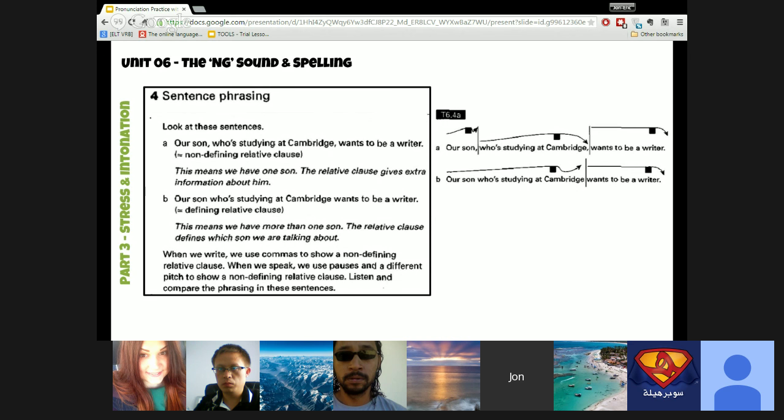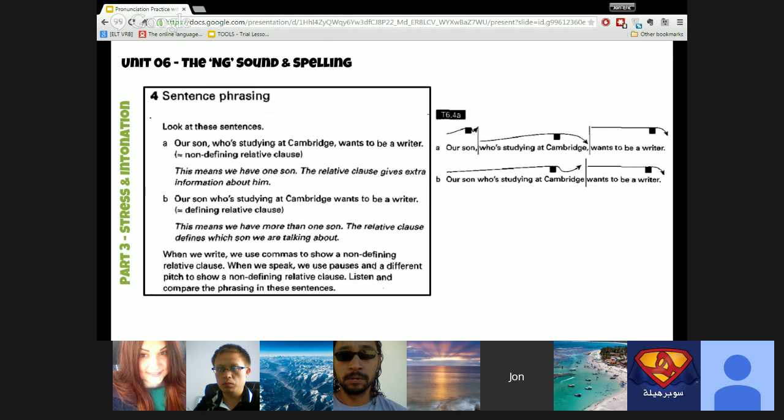Put it all together for us. You want me to repeat? I want you to put it together, all three parts together now. Okay. Our son, who's studying at Cambridge, wants to be a writer. I couldn't have done it better myself. Very good. Yeah.